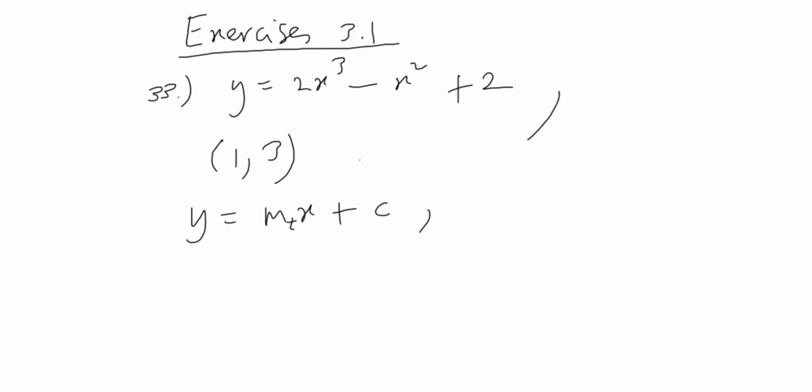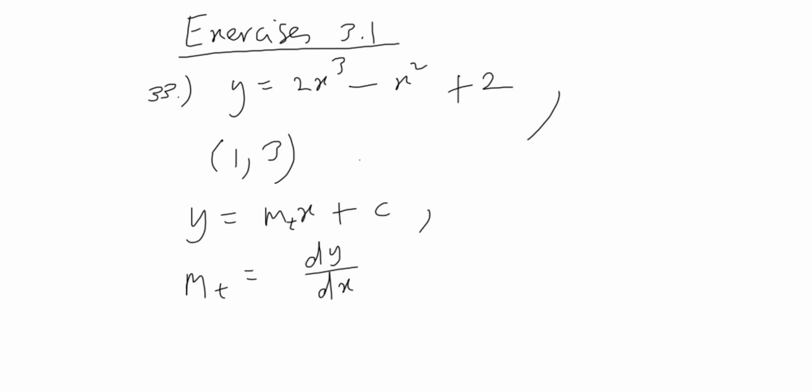And to find mt, we have to differentiate our given curve. We have to differentiate y with respect to the independent variable, which is x. So mt is equal to dy/dx. So we have to differentiate the equation of the given curve, which is, of course, y is equal to 2x cubed minus x squared plus 2. So we go ahead and we differentiate that.